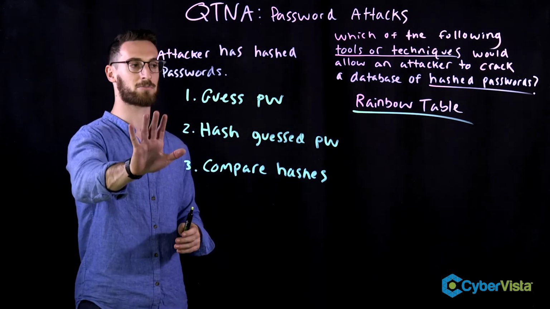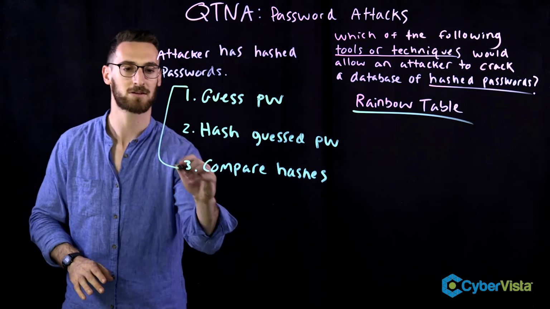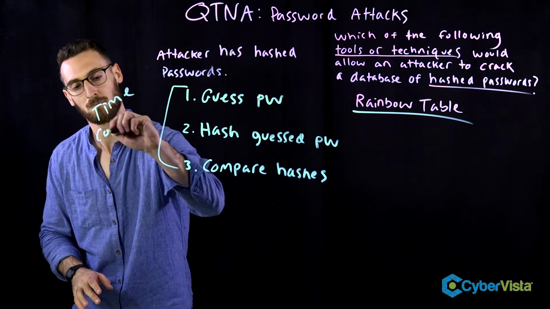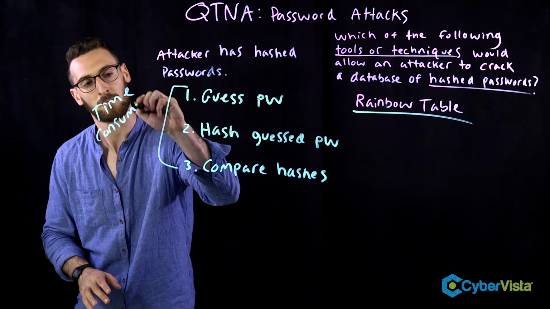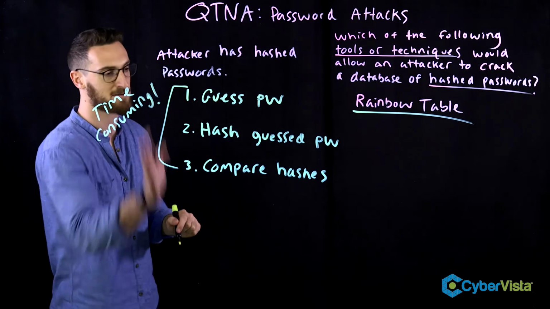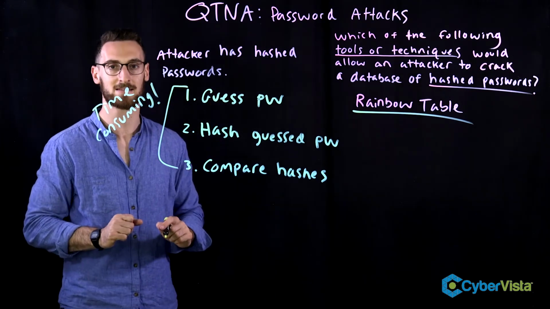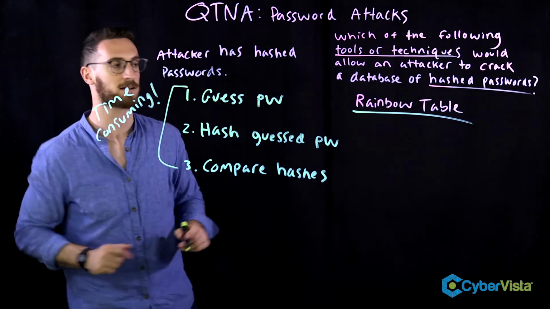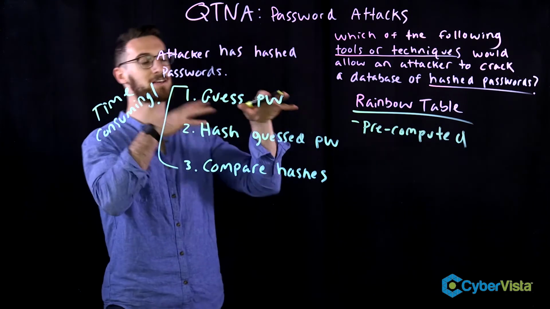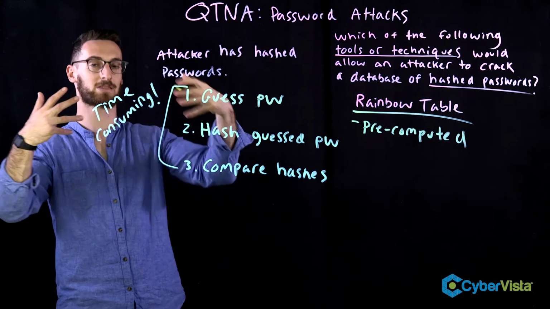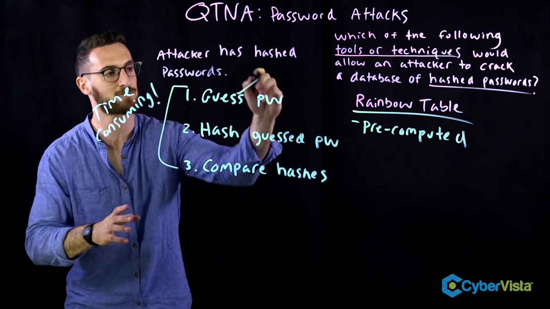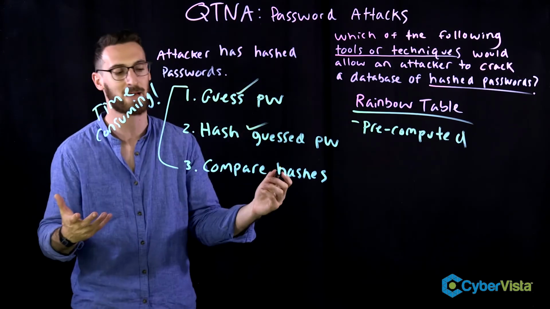So the thing to remember about this whole process is that it's time consuming. It takes both a lot of time and processing power for attackers to carry out this process. So a rainbow table is basically a way to speed up this process. How does it actually speed it up? Well, it's a list of pre-computed most common passwords with their hashes, right? So imagine what you could do with that list. If you already have that list, you don't have to guess passwords. You don't have to hash the guessed passwords, right?